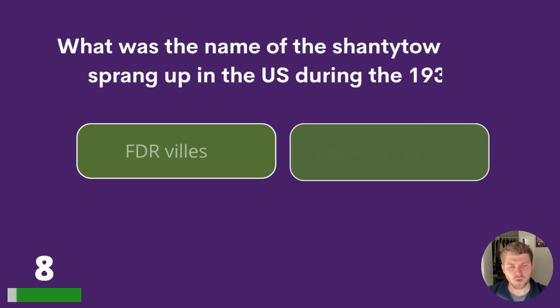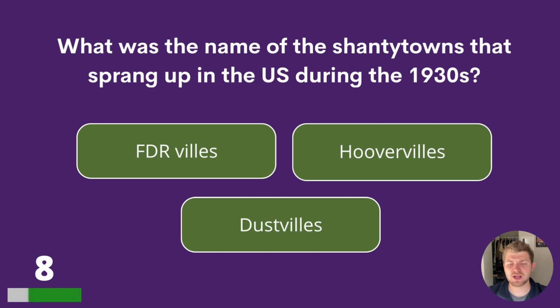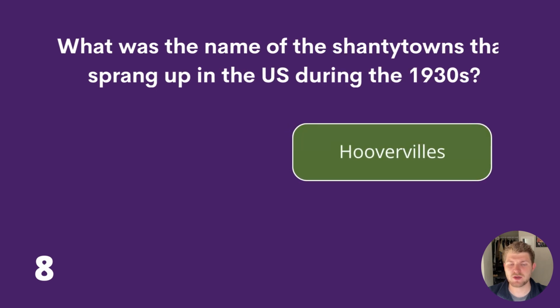Question 8. What was the name of the shanty towns that sprang up in the US during the 1930s? FDRvilles, Hoovervilles, or Dustvilles? The answer is Hoovervilles.